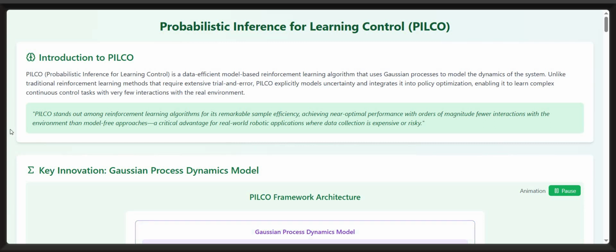So we are going to start with a method called PILCO, which stands for Probabilistic Inference for Learning Control. Now, if you have worked with reinforcement learning before, you will know that most algorithms need a huge number of interactions with the environment. PILCO is different. It is model-based, and what makes it stand out is how little data it actually needs to start working.